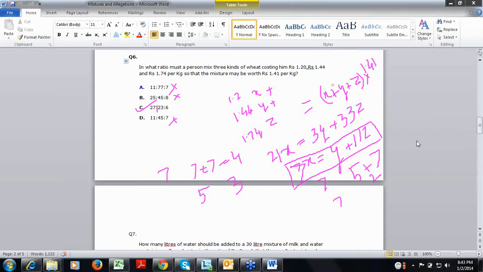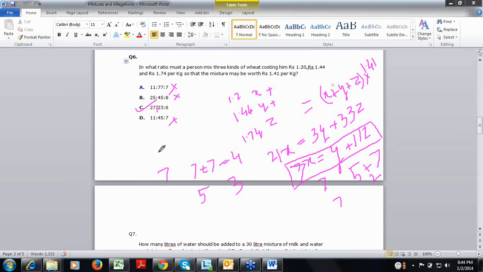Still somebody is not clear? Okay, let me repeat once again. So 1.2x plus 1.44y plus 1.74z is the cost price of individual wheat, and this is the total cost price of the mixture. So it should be equal. Now we'll solve this equation. 1.41 and 1.2, so 21x, 1.41y and 1.44y, so 3y, 1.41z and 1.74z, so 33z. So this should be equal, that means 7x should be equal to y plus 11z.